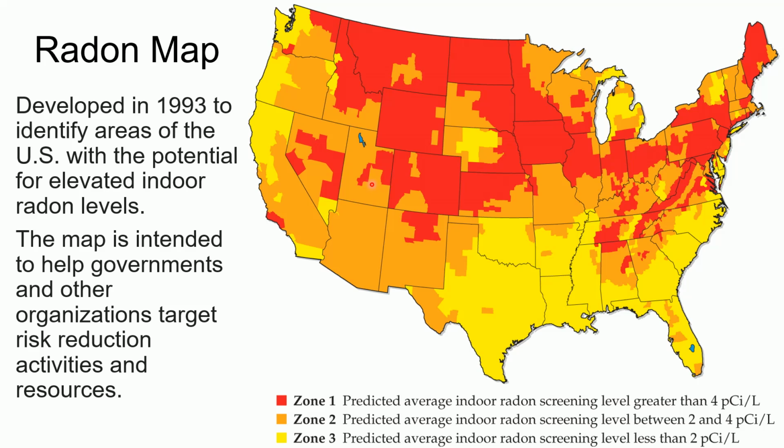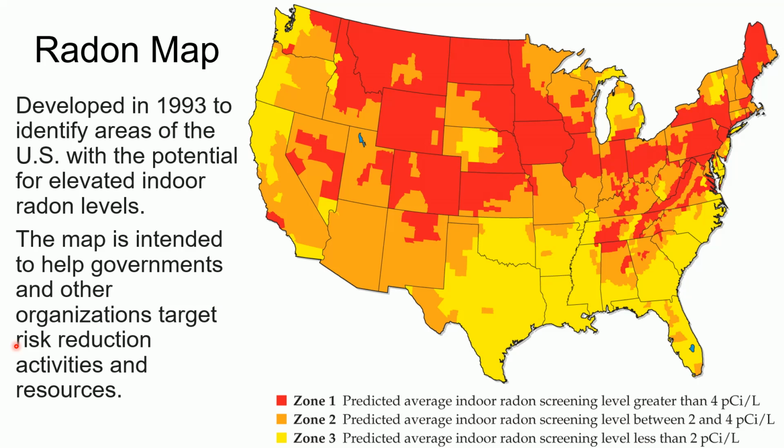So that seems like a good place to end our first video. Our next section is going to be Chapter 21, Section 3. We'll talk about nuclear transmutation. So we're going to end on the radon map.